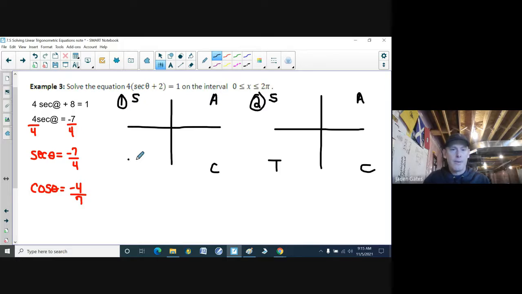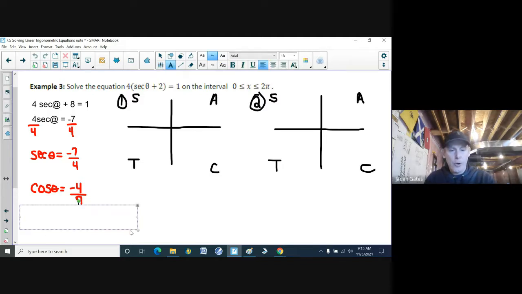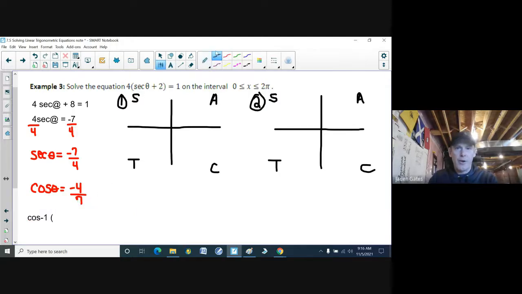There it is. All right, so now I need to know what my reference angle is in radians. So I'm going to use cos inverse of, what's negative? Hold on here. I better figure out negative 4 over 7 is negative. I gotta type this in my calculator. 0.57.